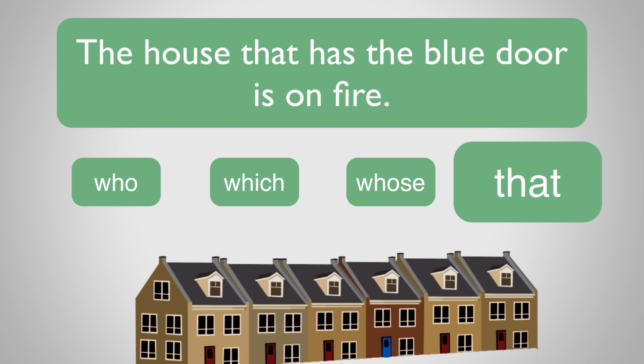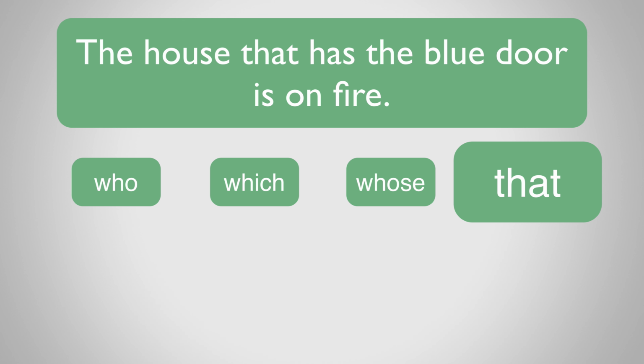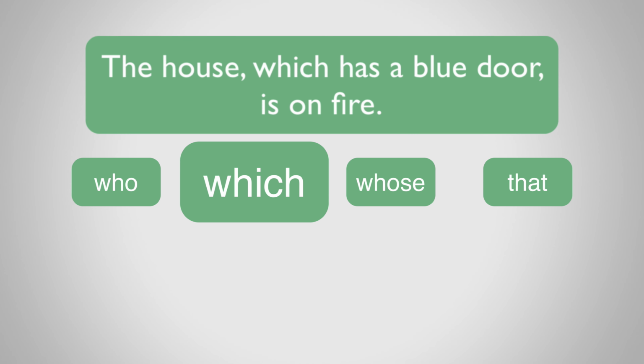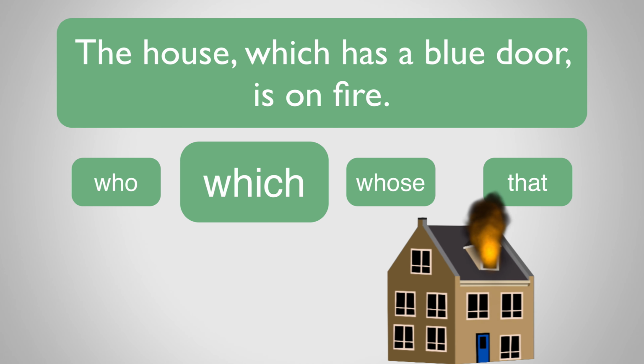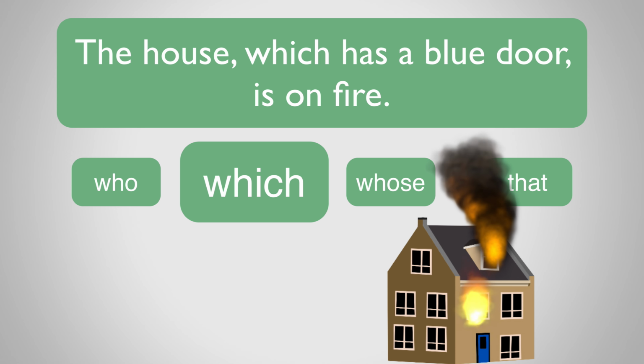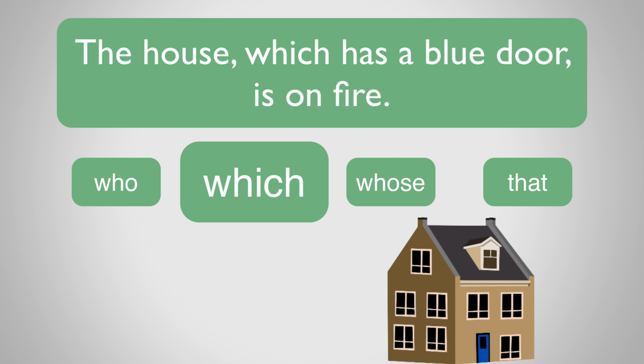The sentence suggests that there are a number of houses and that we're interested in the one that has a blue door. Let's compare this with which. The house, which has a blue door, is on fire. In this sentence we're using which to add extra information about the house. We're telling the reader, should they be interested, that the house happens to have a blue door.